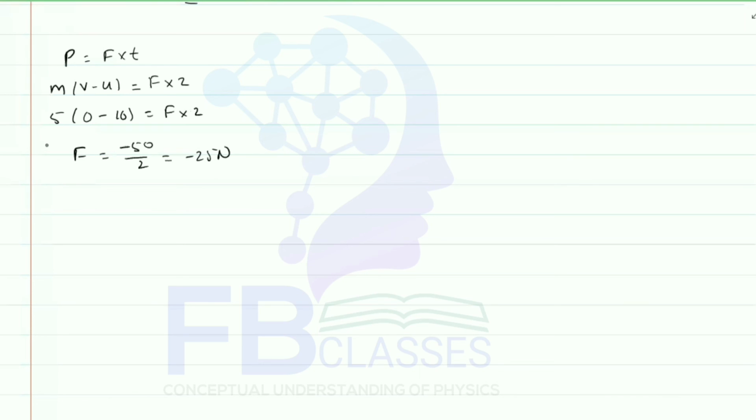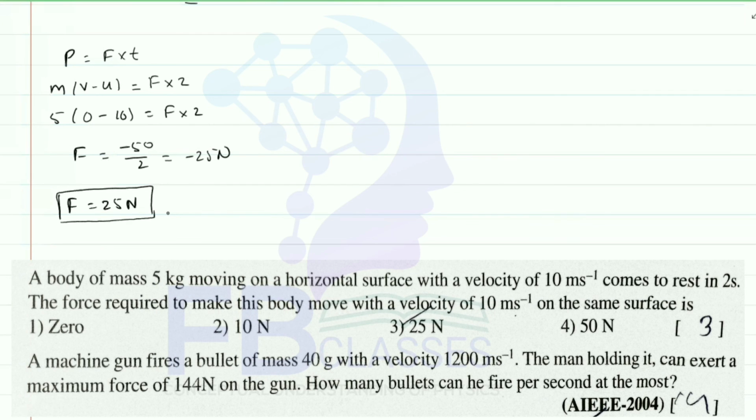So the total answer is how much, my dear? The F net, that is the magnitude of F, is equal to 25 Newton. That is our answer. The third option is the correct answer. Are you getting my point? So hope you understand that.